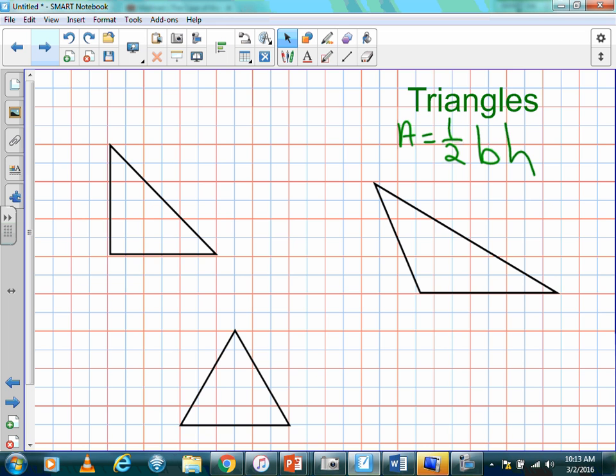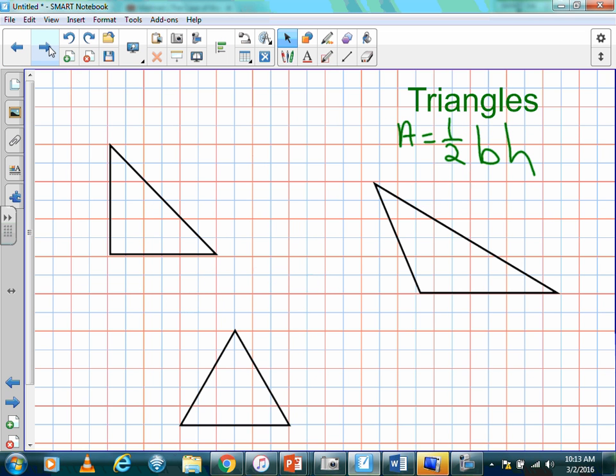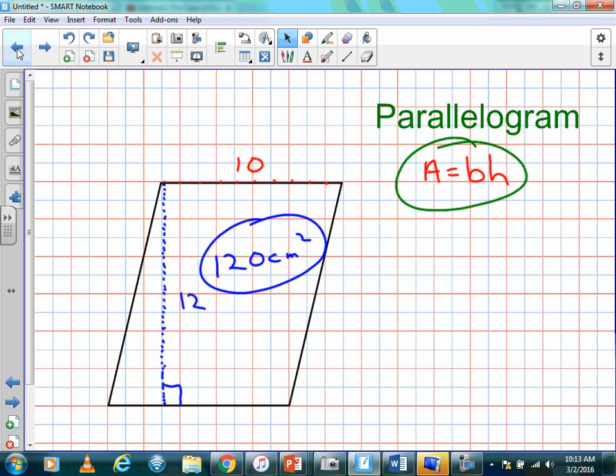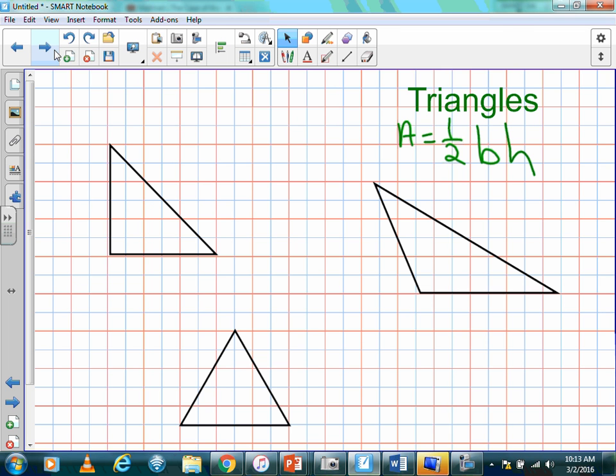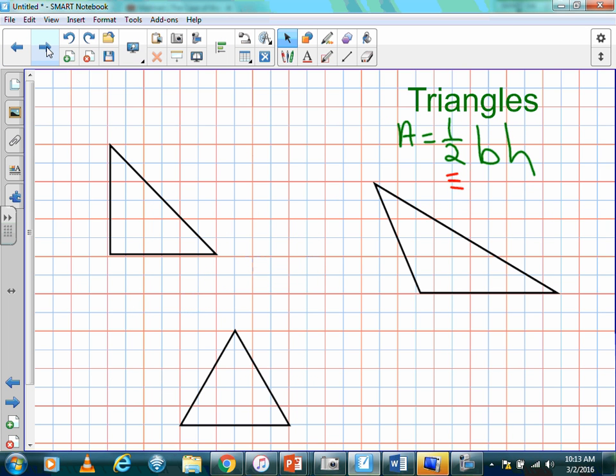Holy smokes, wait a minute. That looks just like the formula for parallelograms, except there's something in front of it. Half. So what we could say is a triangle is half of a nice parallelogram. Okay, so let me just put the numbers up here for you. 1, 2, 3, 4, 5, 6. 1, 2, 3, 4, 5, 6. Okay, now remember, you got to take half.